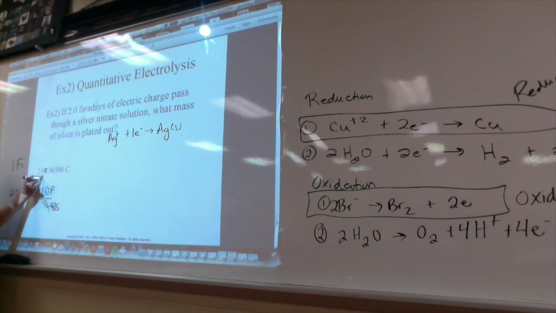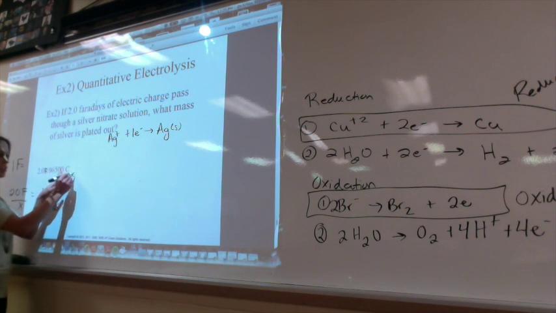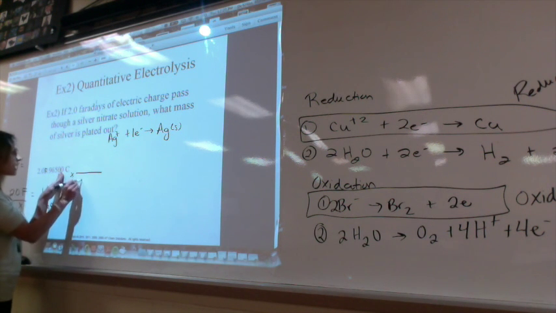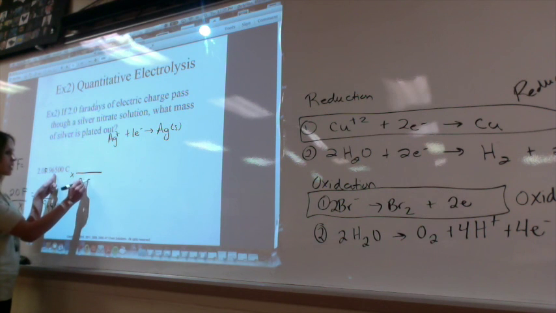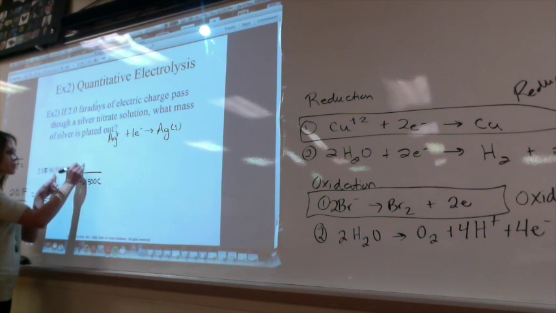So this is 2 Faradays. How many coulombs is that technically? 1 Faraday is 96,485, so 2 Faradays would be double that. Do you agree? So Faraday is another word for moles of electrons? Kind of. Look, we're not going to calculate it yet. We're going to do dimensional analysis. Then I'm going to say 96,500 coulombs is to 1 mole of electrons.